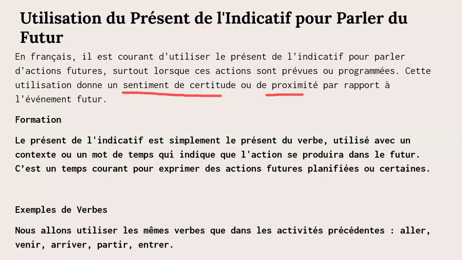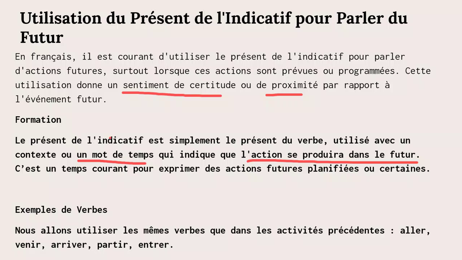And the distance between when the person is speaking and the action is not much. The proximité par rapport à l'événement futur is not much. So in this case, you can use the present tense to express an action that will take place in the future. La formation. Le présent de l'indicatif est simplement le présent du verbe, utilisé avec un contexte ou un mot de temps. That's what I said, a time indicator. Un mot de temps qui indique que l'action se produira dans le futur, showing that the action will take place in the future.